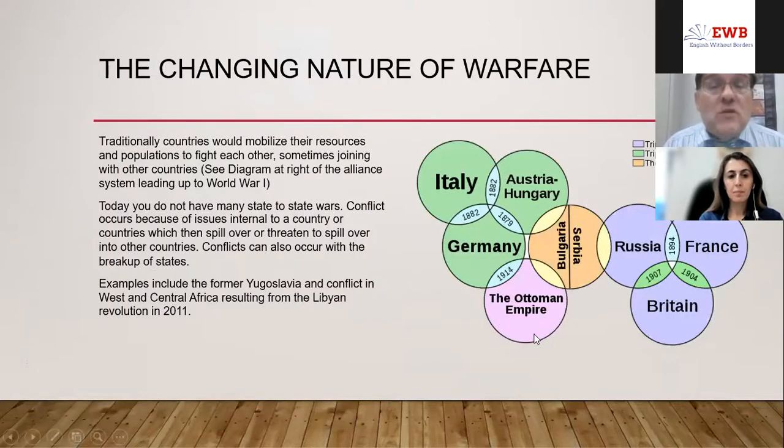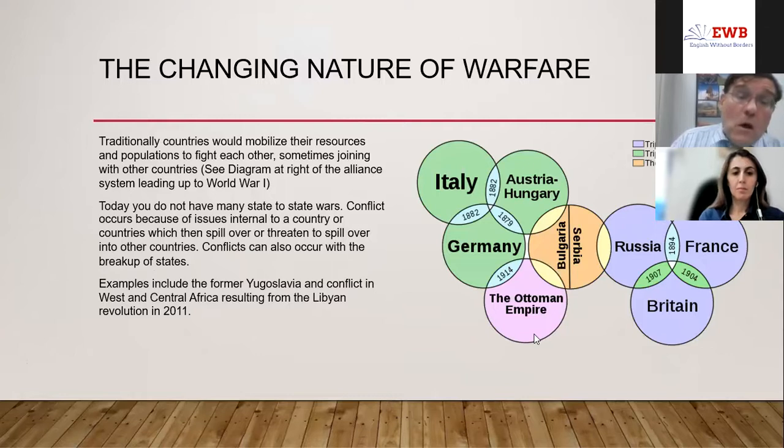The changing nature of warfare is another thing that social scientists and historians have to factor in. What we call a war, what traditionally was called a war, doesn't happen that much anymore. Traditionally, countries would mobilize their resources and populations to fight each other, sometimes joining with other countries in various alliances. And there'd be a formal declaration of war. It would be very legalistic.